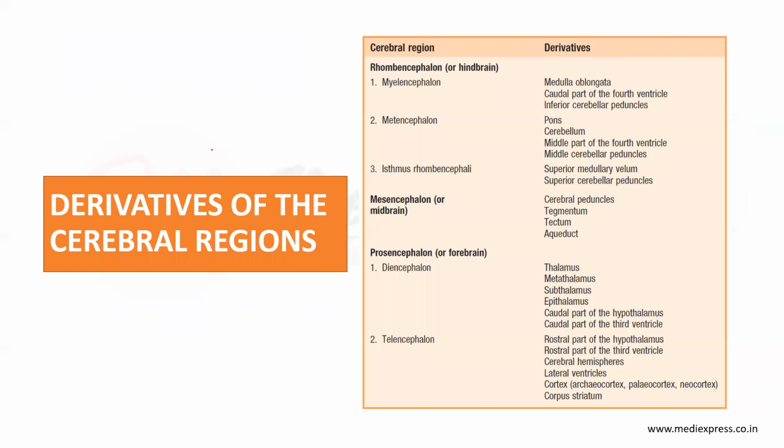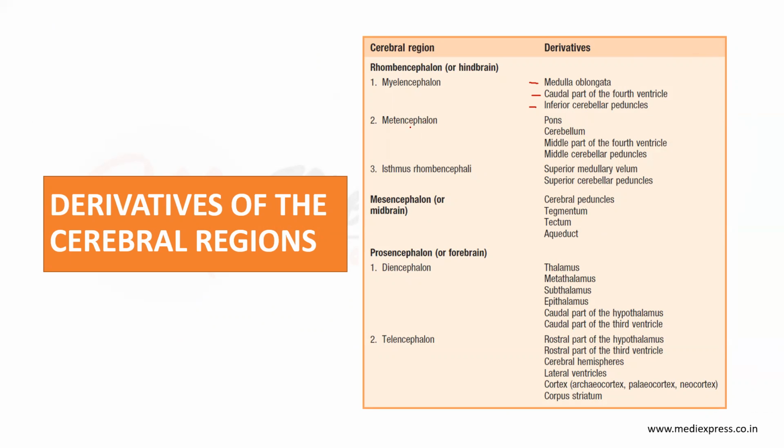Coming to the derivatives of the cerebral region. This is important. Important for you to know. So next one is the cerebral region and its derivatives. If you can just take a screenshot of this. Okay. So coming to the myelencephalon, the derivatives are medulla oblongata, caudal part of the fourth ventricle, and the inferior cerebellar peduncles. In one slide, I've given you all the derivatives of the cerebral region, so it becomes easy for you to learn.